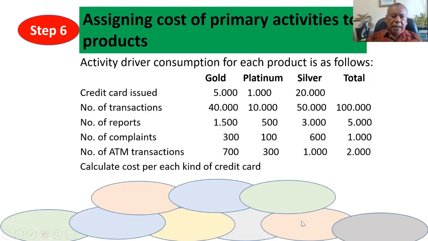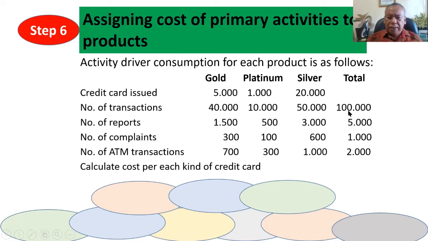And then the last step, actually assigning cost of primary activities to product. And then we have to know the activity consumption by each product. In this case, we have 3 kinds of product: gold, platinum, and silver. For example, credit cards issued for gold 5,000 cards, platinum 1,000 cards, and silver 20,000 cards. Number of transactions for each product, we see here, 40,000 for gold, 10,000 transactions for platinum, 50,000 for silver.